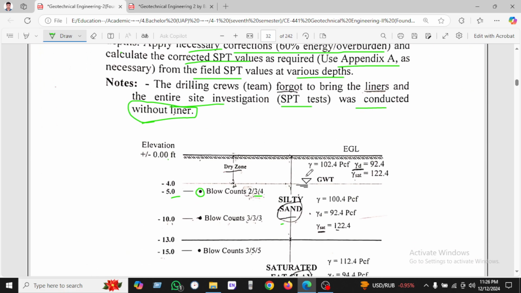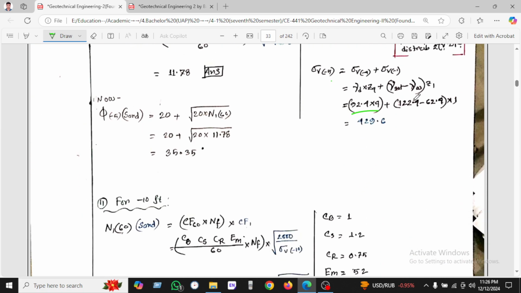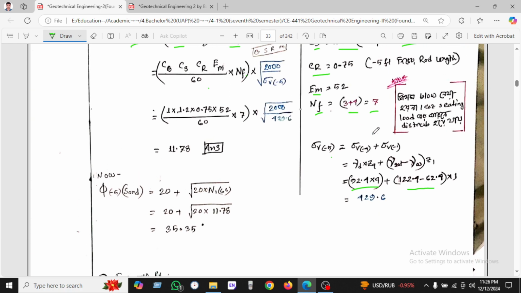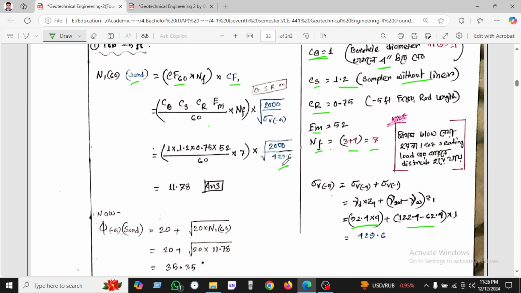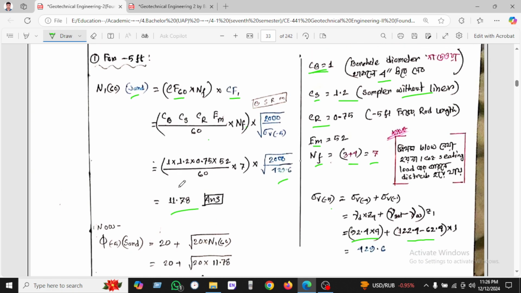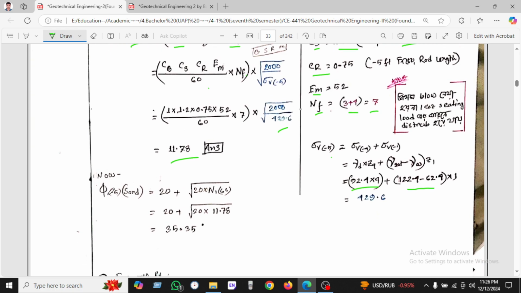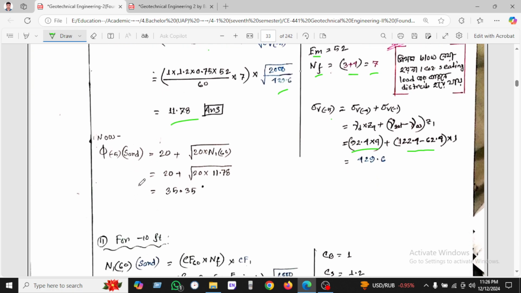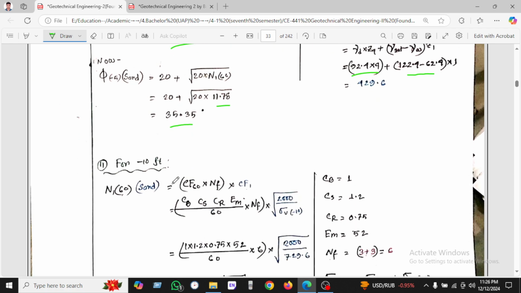So we can see the value here as 92.4, and the depth and unit weight is already saturated minus water, and 49.6 is given here. Putting this value here, we found N160 is 11.78. So this is the answer, and we can find the phi value also. At the depth of 5 feet, we use 20 into root over 20 N160 and found 35.5 degrees.